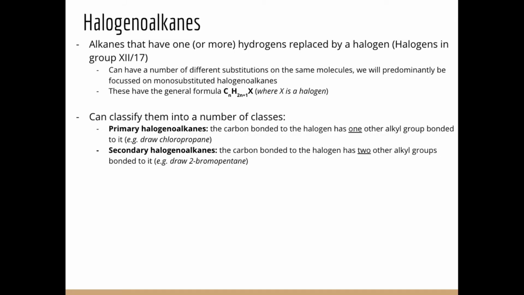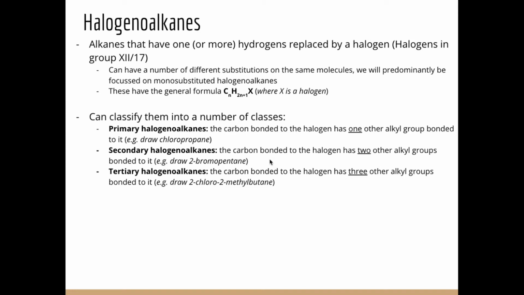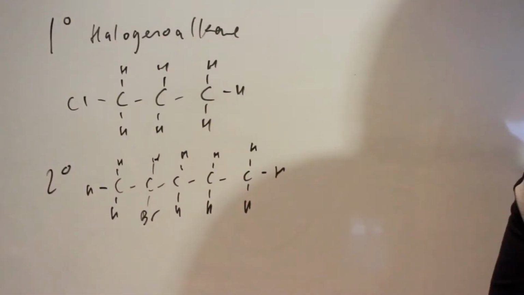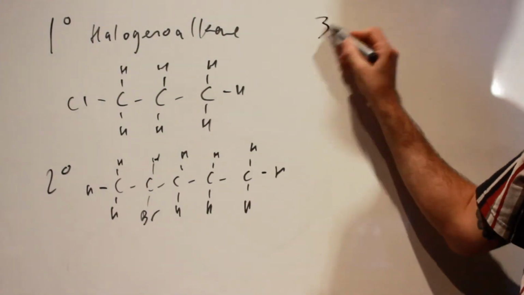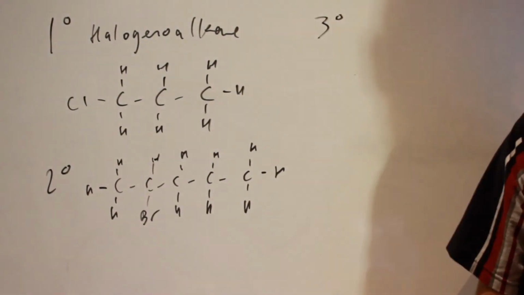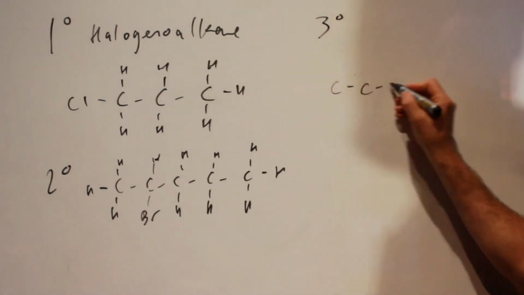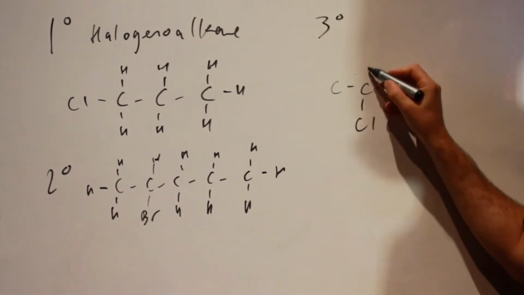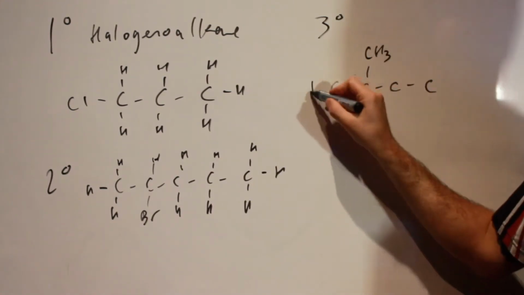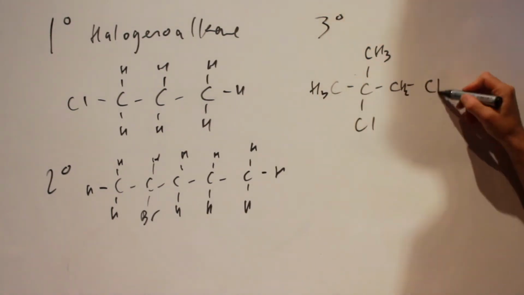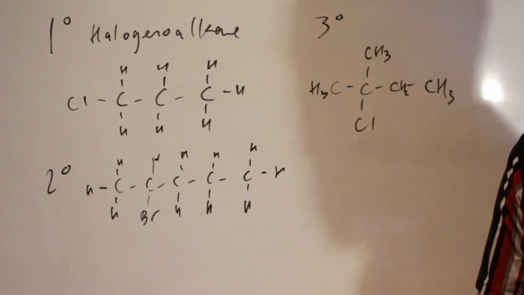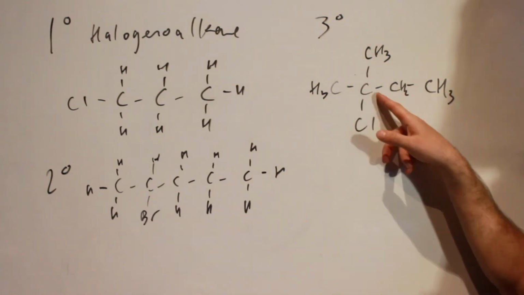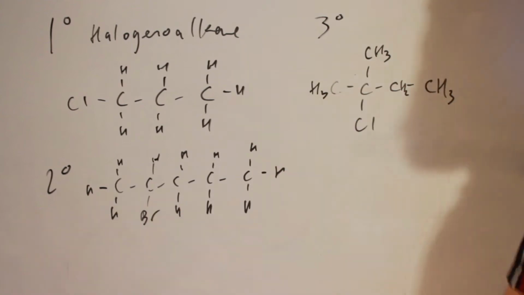And to follow that to its natural conclusion, we're going to have tertiary halogenoalkanes, where obviously the carbon bonded to the halogen has 3 other alkyl groups bonded to it. For example, 2-chloro-2-methylbutane. So let me come up here and do the tertiary. What do we have? We've got 2-chloro-2-methylbutane. So a butane chain, 1, 2, 3, 4. Yep, plenty of space. We've got a chloro on carbon 2. We've got a methyl on carbon 2. And then if I fill in all the other hydrogens there, we can see this is going to be a tertiary because our carbon that has the halogen on it has 1, 2, 3 other alkyl groups.